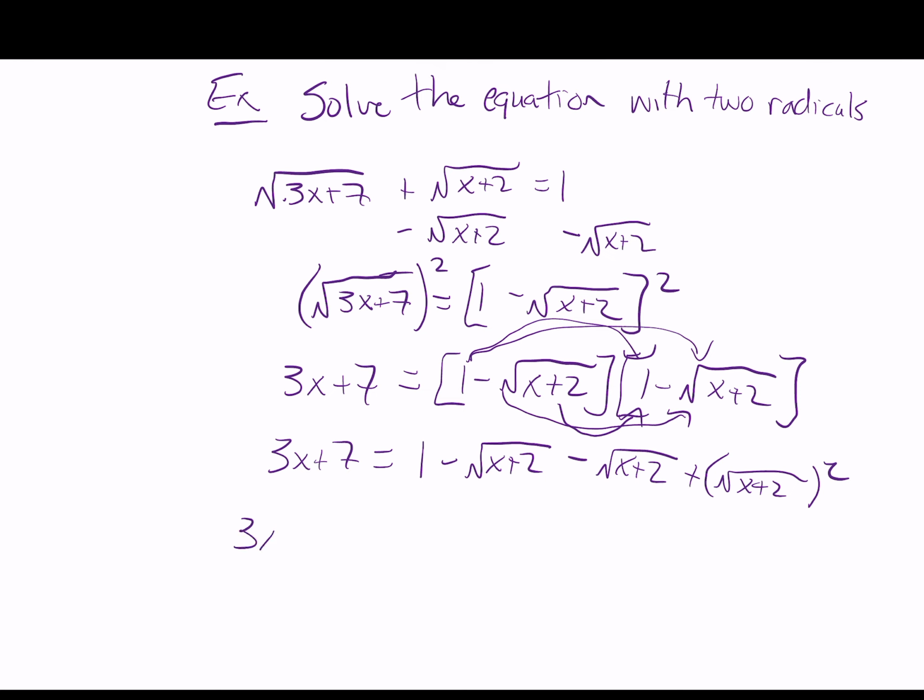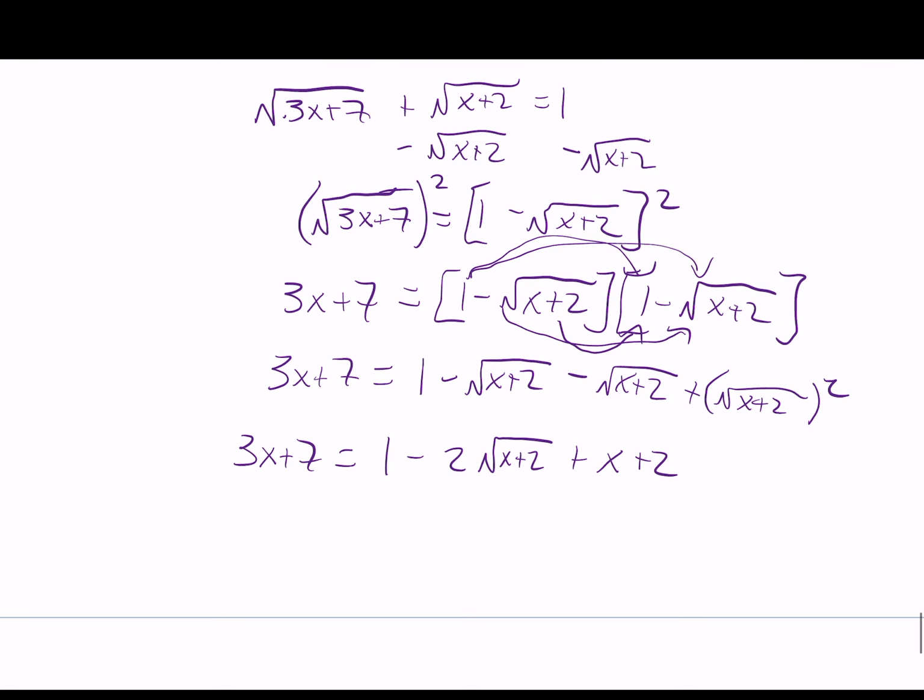So in a rewrite, we have 3x plus 7, and that's equal to 1 minus 2 times the square root of x plus 2 plus the square root of x plus 2 quantity squared, and so that eliminates the radical there, so plus x plus 2. Now we have one more radical that we need to get rid of. So what we can do is isolate that radical expression. So let's do one more rewrite. That's 3x plus 7 is equal to 1 plus 2 is 3. So we have 3 plus x plus the square root of x plus 2.